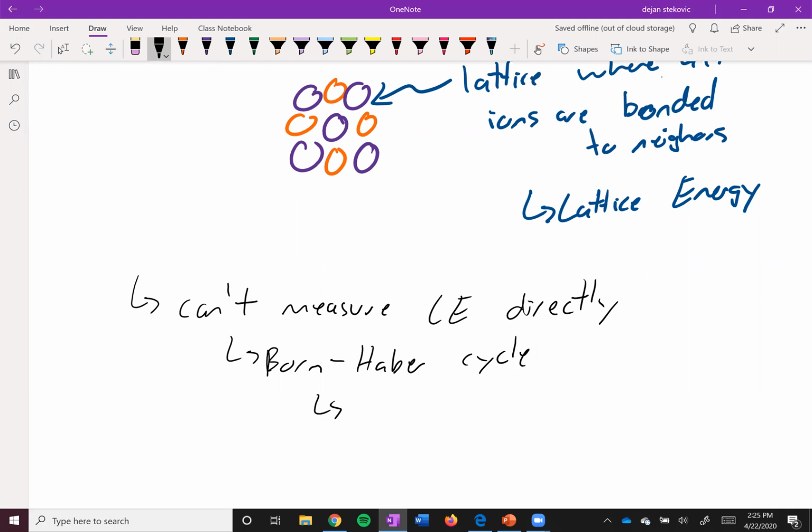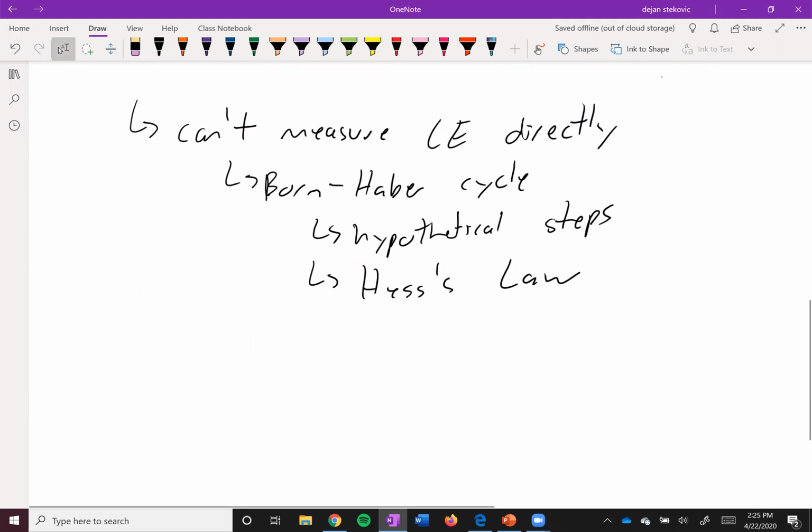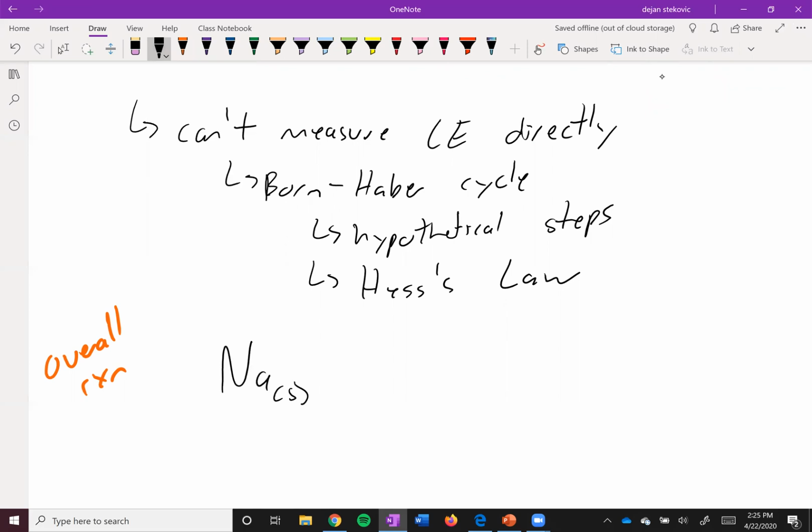It's a series of hypothetical steps in order to get the lattice energy, and it's an application of Hess's law. So think about the energy chapter and Hess's law. So we have the overall reaction here of some solid sodium interacting with some gaseous chlorine to form some solid sodium chloride.